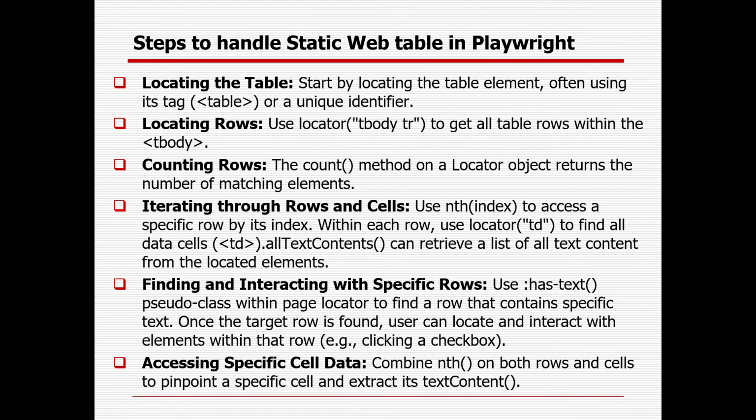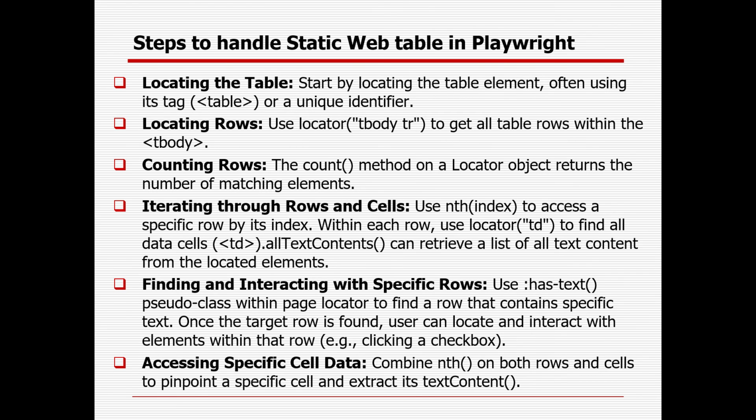Use nth with an index to access a specific row by its index. Within each row, use locator td to find all data cells. TD, after that you can call the allTextContents method, which will retrieve a list of all text content from the located elements. Then you can find and interact with specific rows.